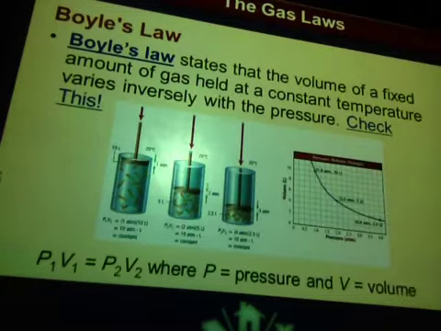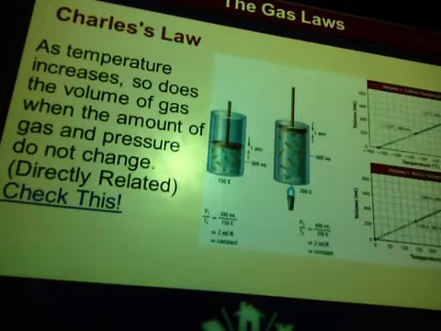So Charles's law is really relating volume and temperature. Like Boyle was relating pressure with volume, Charles's law deals with volume and temperature. Charles's law states that as temperature increases, so does the volume of gas, when the amount of gas and the pressure do not change. So if temperature increases, volume will also increase. This is a direct relationship: what happens to one variable will happen to the other variable.